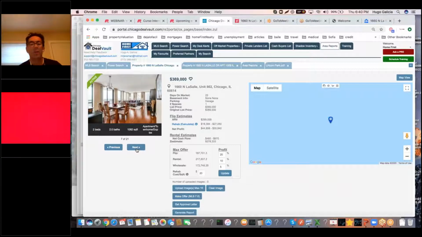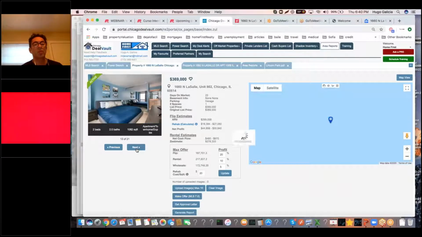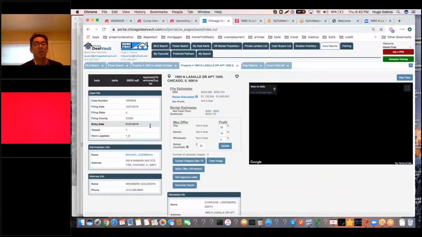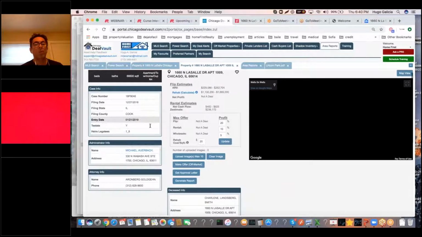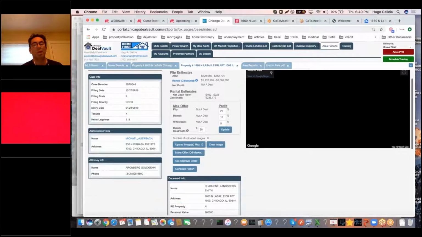Obviously, this building, this high rise, has all the bells and whistles. Okay. So it's quite nice. But this is a 2-bedroom. Okay, so it's so beautiful, 369. And then here it came up with a probate, but it doesn't have enough information about the property.